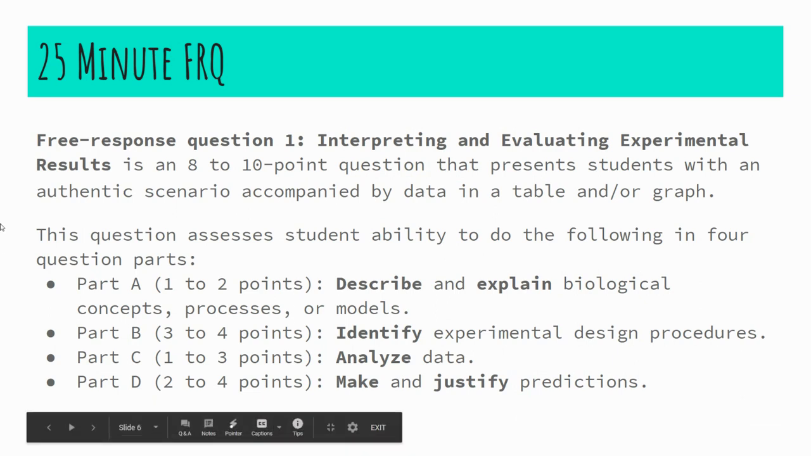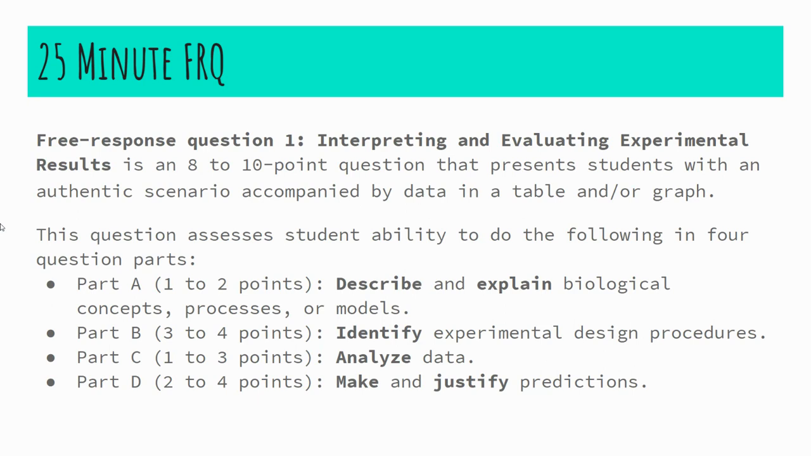So for the 25-minute FRQ, I sent you guys something that looked like this through GroupMe, but here it is. The first question is going to be 25 minutes. It is an 8 to 10 point question, and there are 4 parts. You're going to be presented an authentic scenario that is going to be accompanied by either data in a table or a graph or both. And then you'll have to do a couple of things. For part A, it's between 1 and 2 points. You'll be describing and then also explaining a biological concept, process, or model.